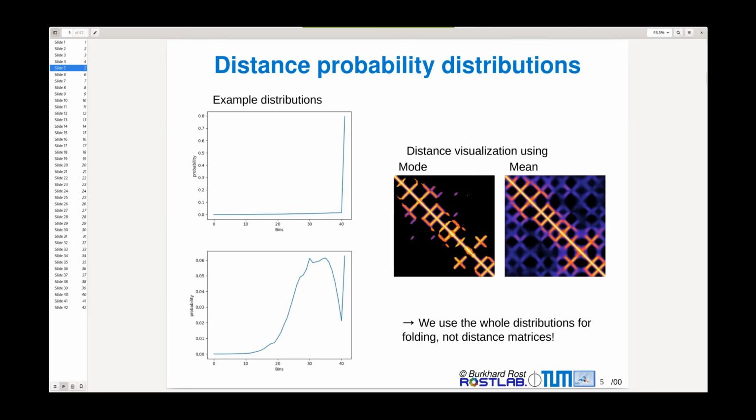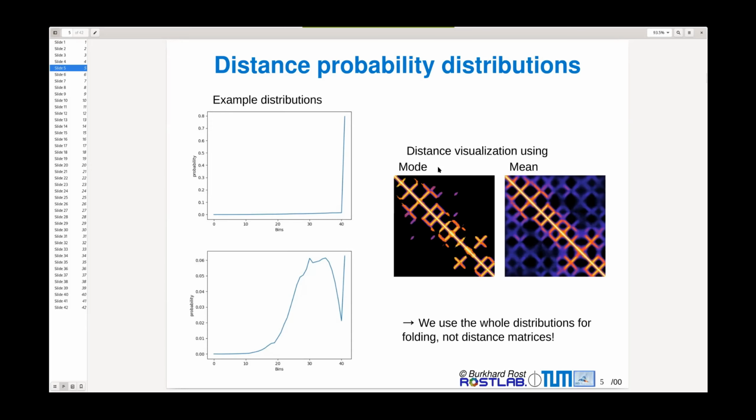What you could do instead is take the mean. This is when you incorporate the rest of the distribution as well. And then suddenly all these other structural patterns emerge. Now, this is really only what you do for visualization, okay? I really want to make this point clear. This is not an accurate reflection of distances. And we actually don't use the distance maps per se. We are using the distance probability distributions because we have all this information in there. So distance maps are only for visualization.